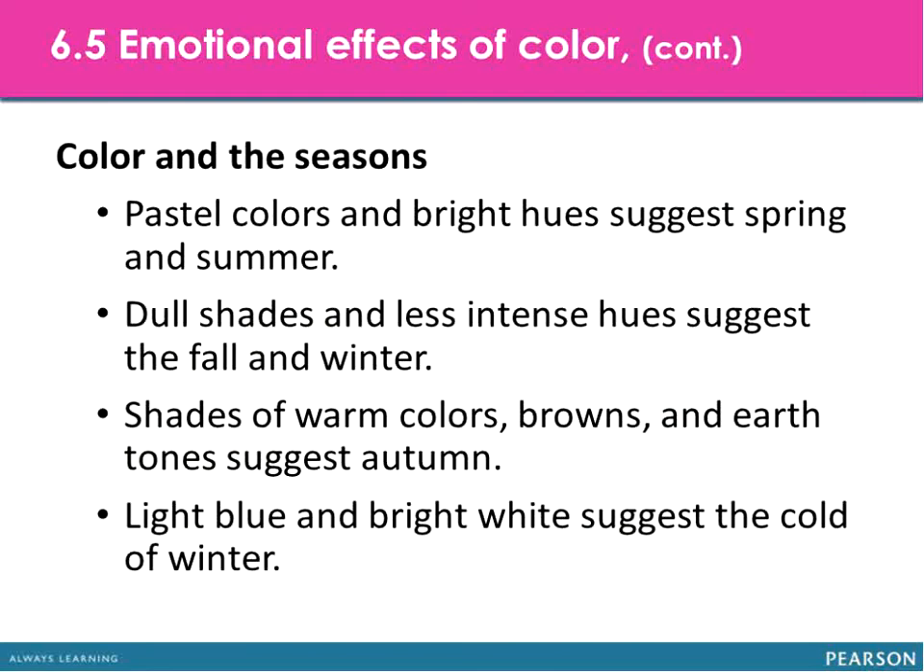All right, we associate certain colors to the seasons. During the spring, more pastel colors and brighter hues suggest that of spring and summer, and for fall and winter, duller shades or less intense hues. And then shades of warm colors, browns, and earth tones tend to suggest autumn, and the lighter blues and very bright whites seem to suggest winter.